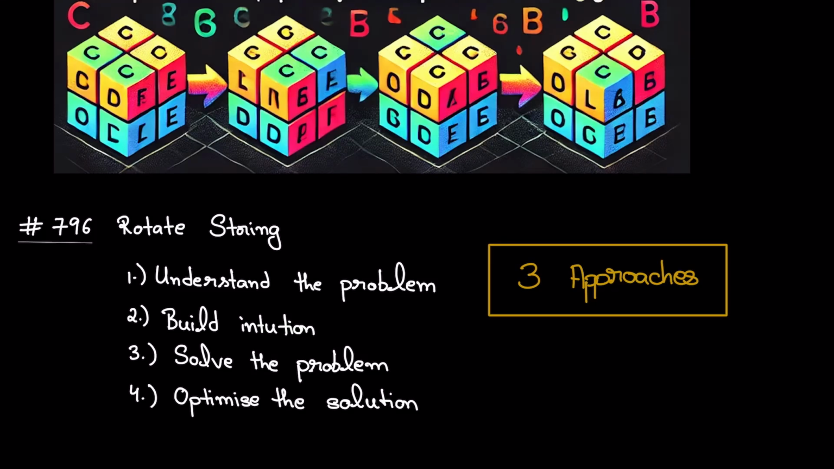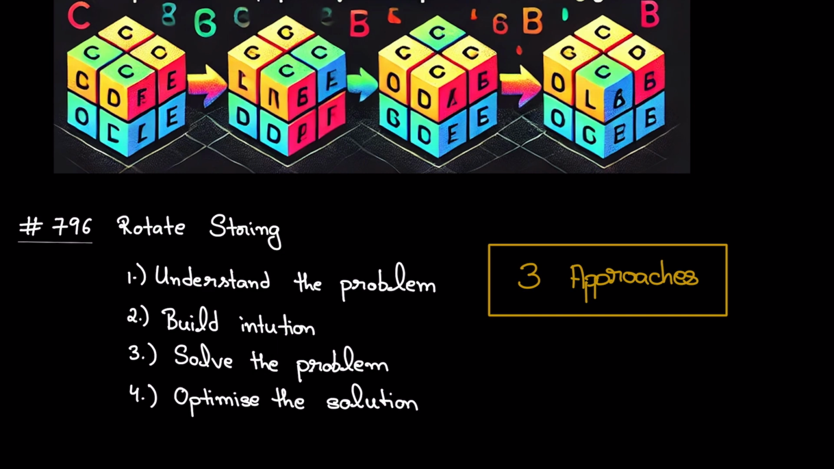Today, we are going to solve problem number 796 from LeetCode, that is, Rotate String. This is an easy problem, and LeetCode has also marked this problem easy. But there are multiple nuances to it, and I can assure you there are a lot of things that you can learn from this problem.